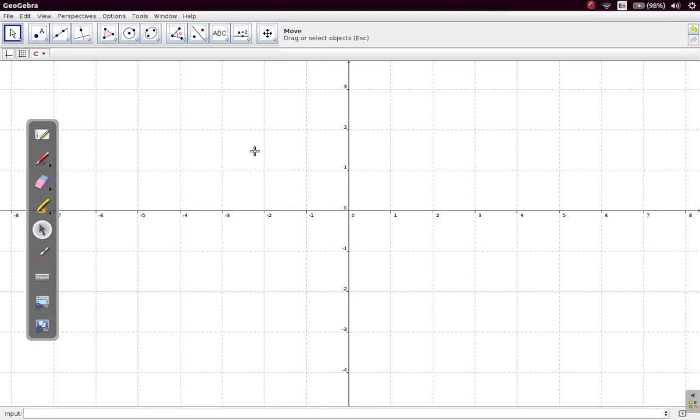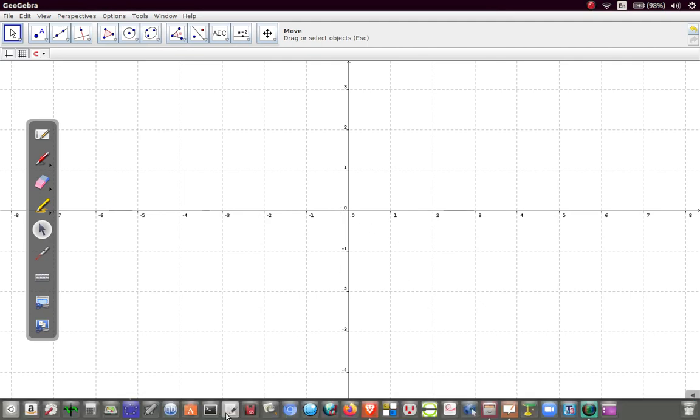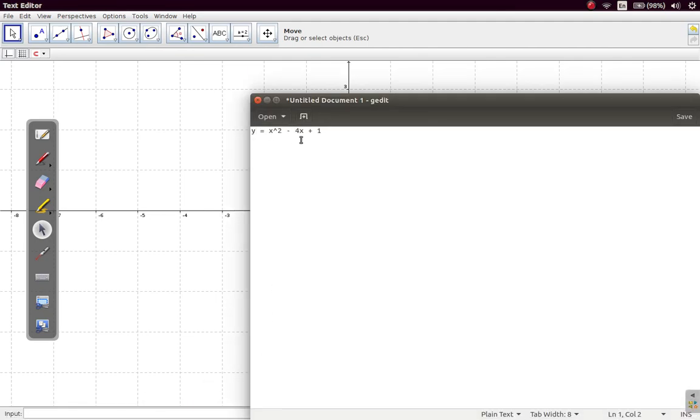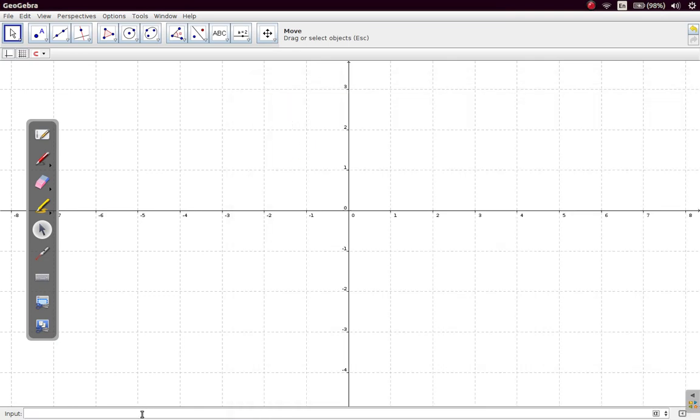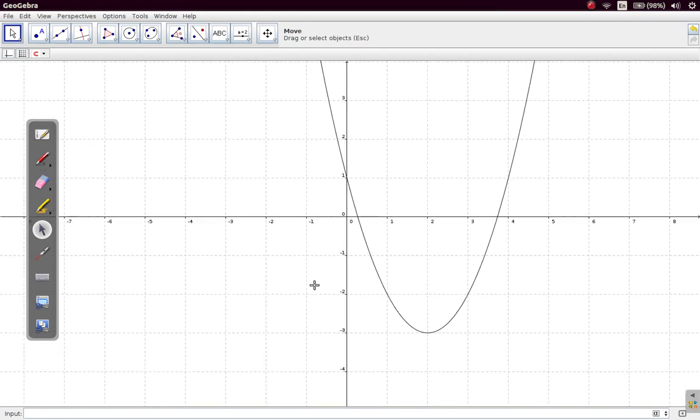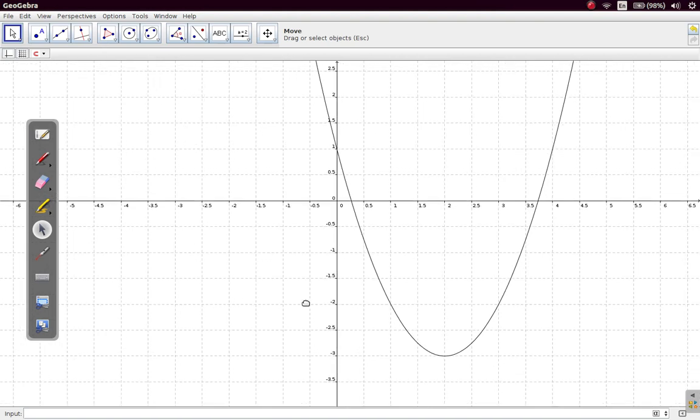Let us continue looking at graphs of quadratic functions. I have a graph here which I wrote down before, x squared minus 4x plus 1. Now this is the graph of x squared minus 4x plus 1.